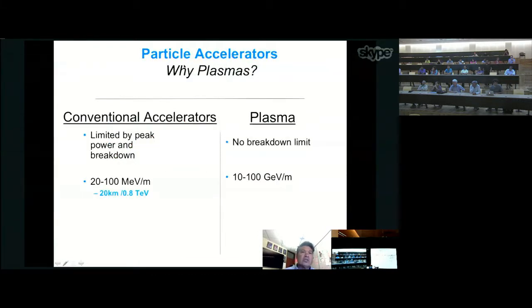So the question is, why would you consider plasmas? Conventional accelerators are limited by peak power and breakdown to about 20 to 100 MeV per meter. A plasma, because it's fully ionized, has no breakdown limit, so you could maybe get 10 to 100 GeV per meter gradients. And as I said, you want these gradients to be the gradient on a beam of a nanocoulomb or so of charge. So the beam-loaded gradient has to be 10 to 100 GeV per meter.